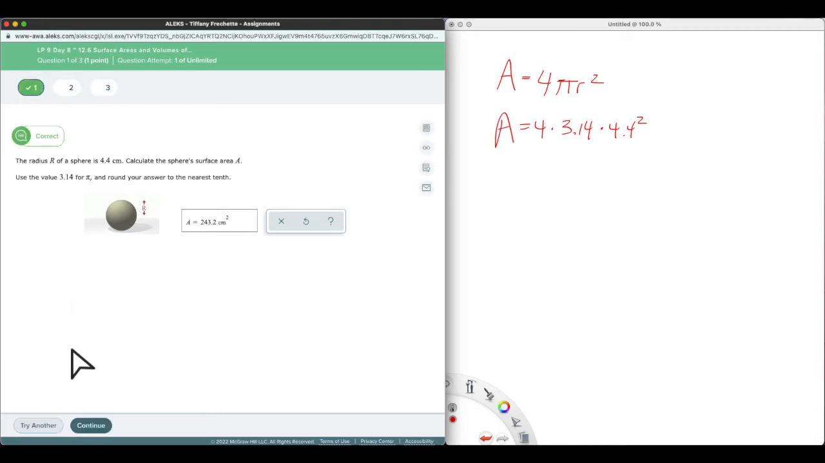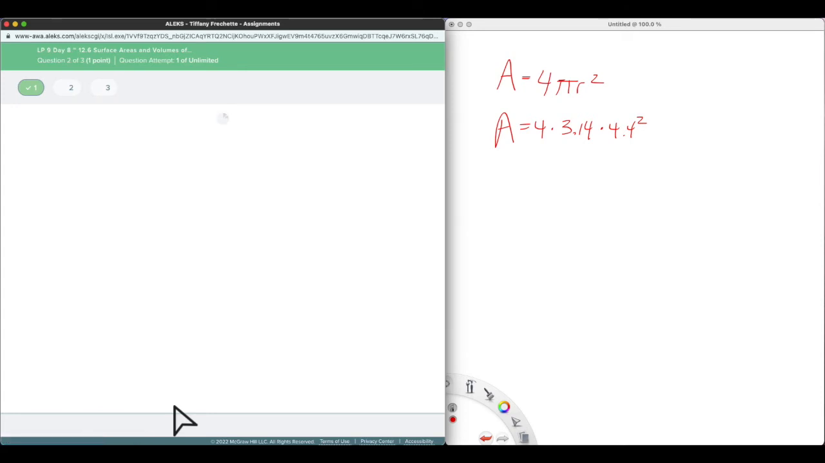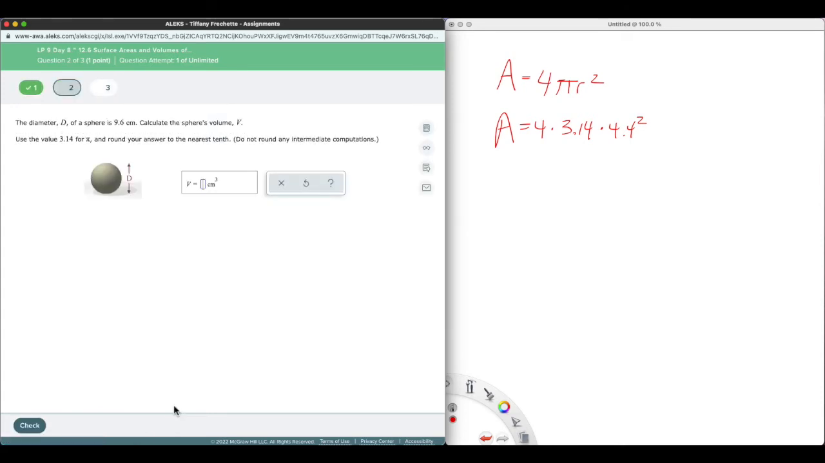All right, next we are going to look at the volume of a sphere. So now it says the diameter D of a sphere is 9.6 centimeters. Calculate the sphere's volume, V. Use 3.14 for pi and round your answer to the nearest tenth. Do not round any intermediate computations. So that means don't round until the end. If you round in the middle of a problem, it actually throws off the answer. Every time you round, it changes the end result. So they don't want you to do any rounding within.